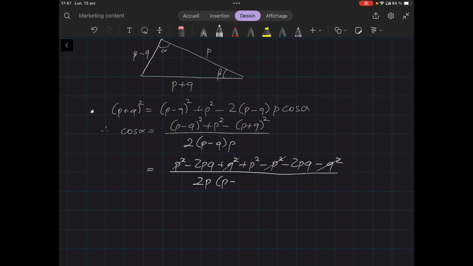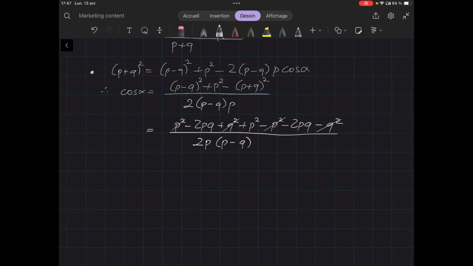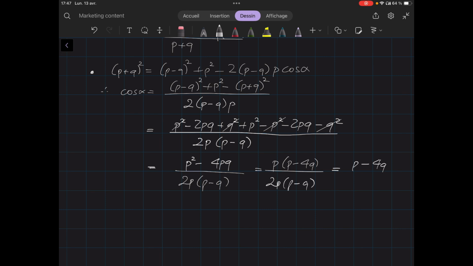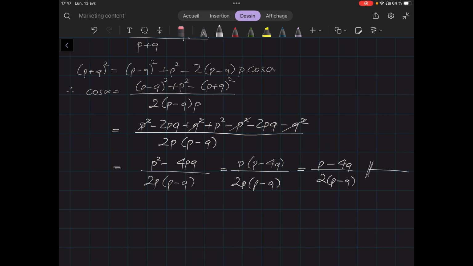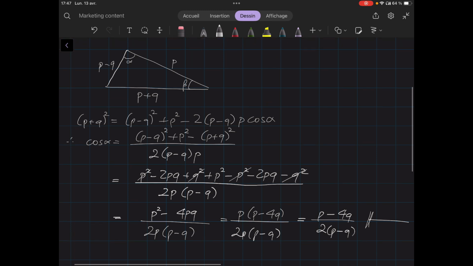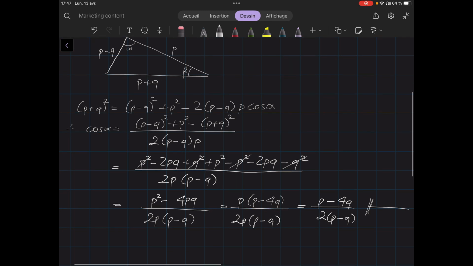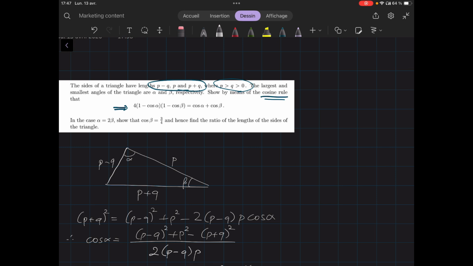Okay, we may be making a bit of progress here. So we are left with p squared minus 4pq divided by this mess, factorizing p from the top, and this gives you p minus 4q divided by 2 times (p minus q). We are going to derive a very similar expression for cos of beta, and then we cross our fingers that we actually get the identity that they asked us to prove.